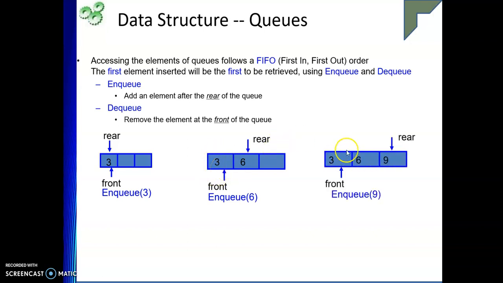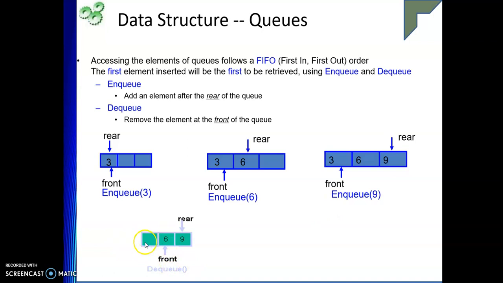Then we have 9, which we are again inserting at the rear. So now, if this is a queue of size 3, this queue is full. Now if you want to remove, typically in the algorithm, front was -1, then we see whether rear and front are equal or not, and all this. We are going to explain it in the algorithm.